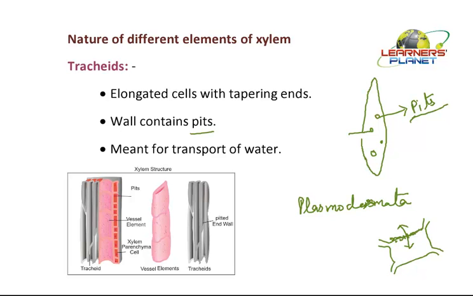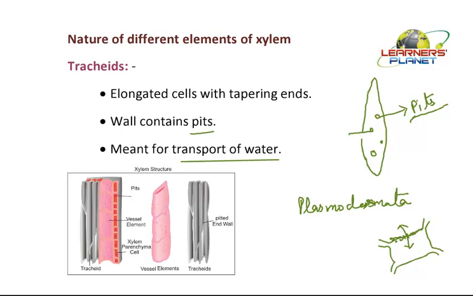Now these are meant for the transport of water and minerals. From where? From the soil. Initially, the vessels are meant for the same purpose, but the tracheids also support the same function. The water which is absorbed by the root from the soil is transported in the xylem tissue via these particular tracheids.